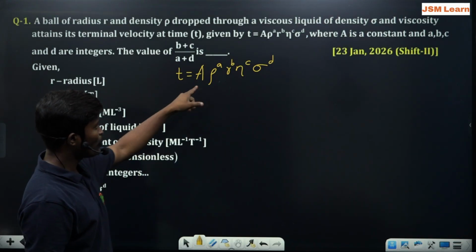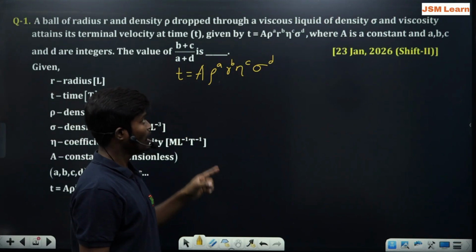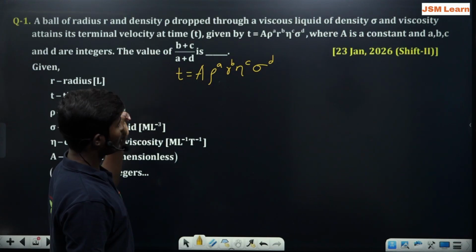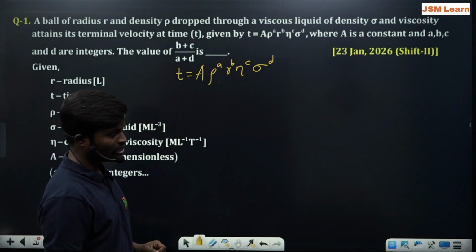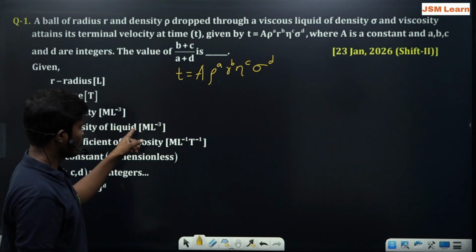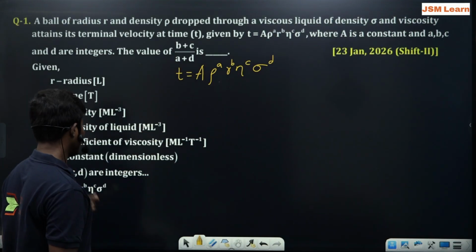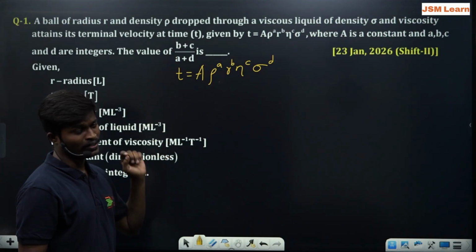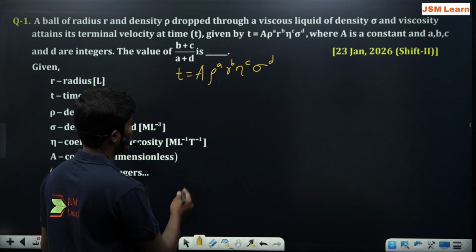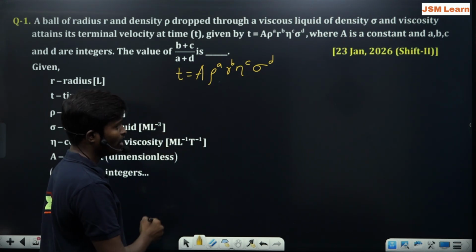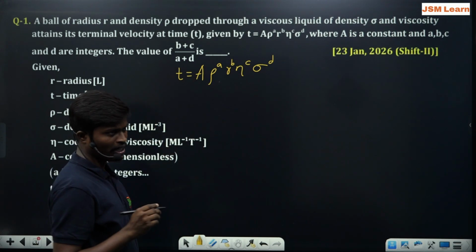So if you see, rho and sigma are densities. One is the ball's density, one is the liquid density. So here the dimensions are M L^-3 for any density. Next, eta is the coefficient of viscosity, M L^-1 T^-1. So if you want to solve for (b + c) / (a + d), first you have to find a, b, c, d integer values.